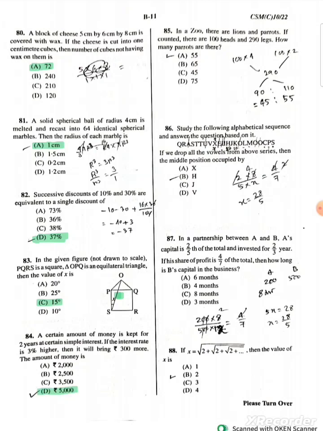In a zoo there are lions and parrots. If counted, there are 100 heads and 290 legs. How many parrots are there? 55.